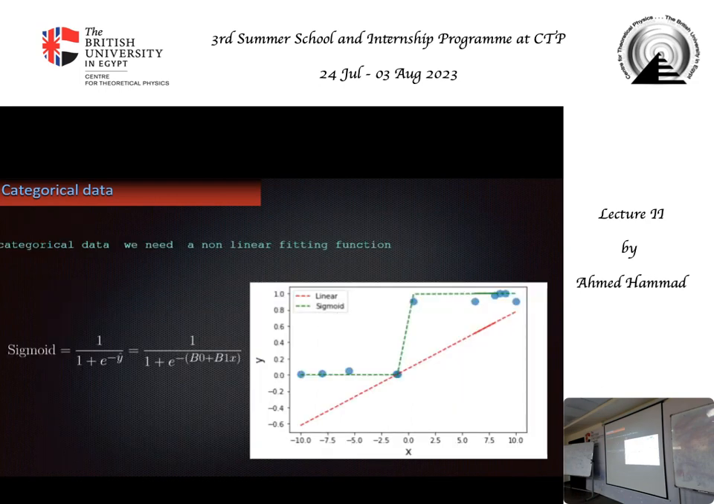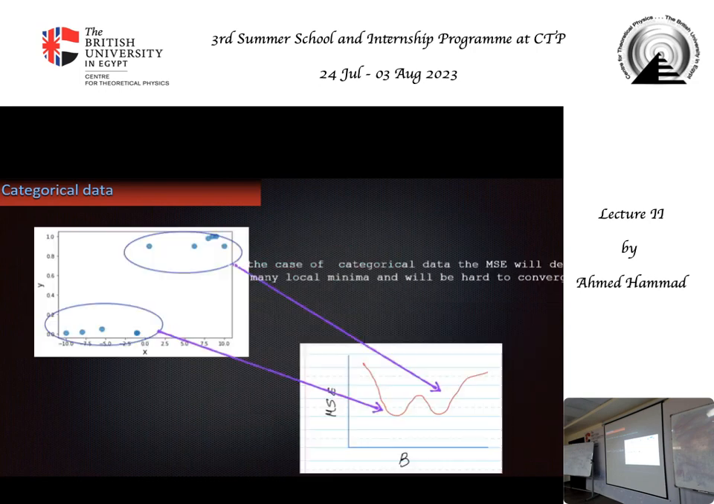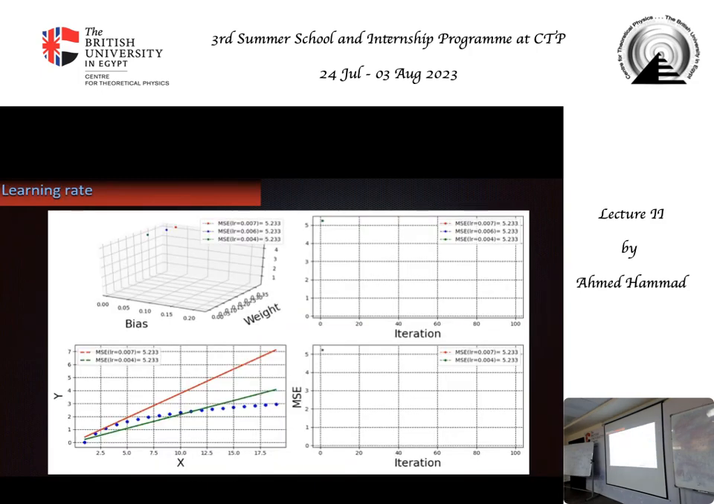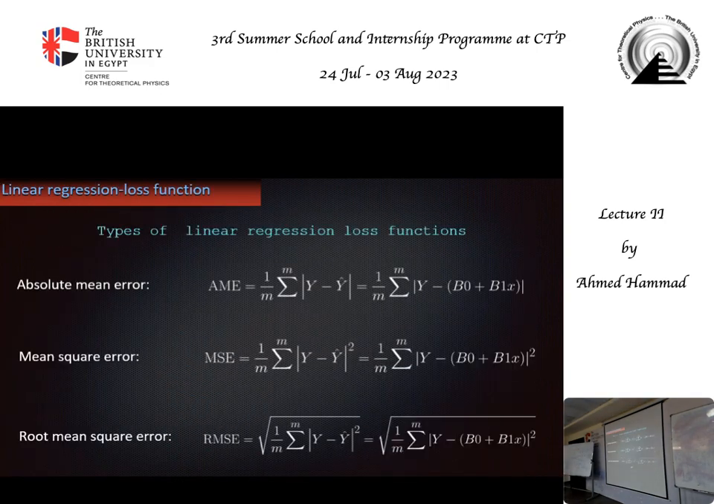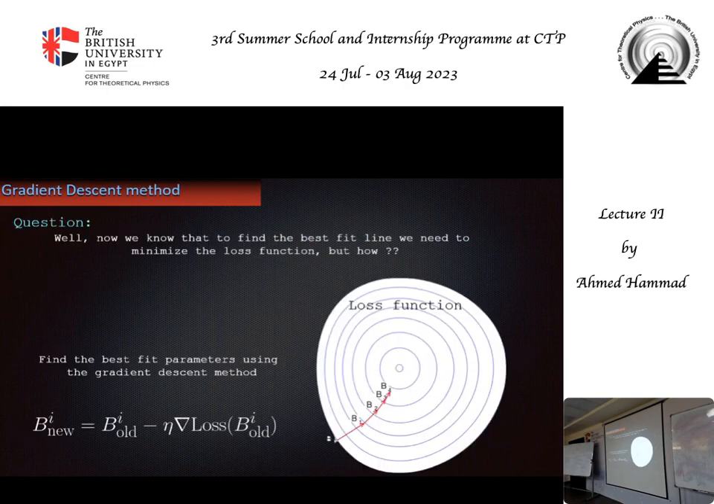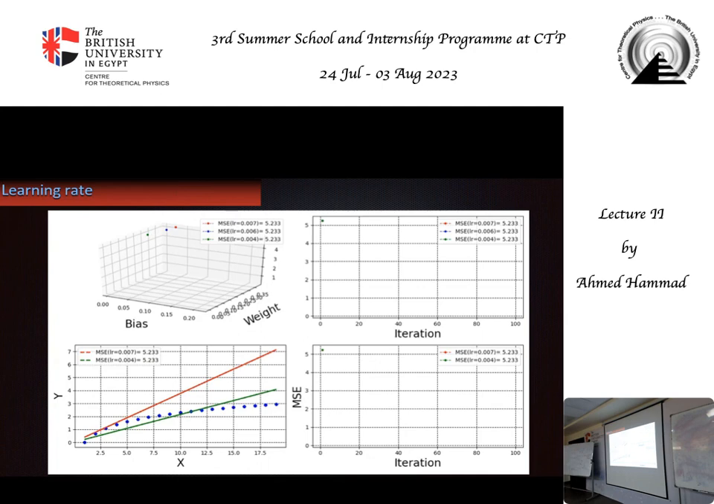So we need a source of nonlinearity, and this nonlinearity is what's called the sigmoid function. So instead of fitting a linear line, we can fit a sigmoid function like this. And now the question is, can we use the other loss functions that we mentioned earlier to minimize or find the sigmoid function that best fits the data? Yes? No. But thanks for your try.